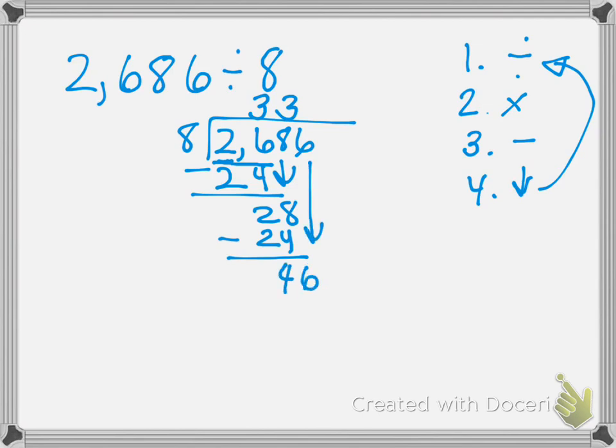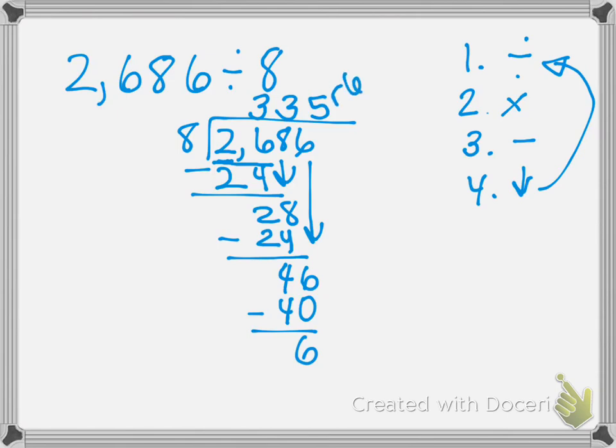46 divided by 8. Well, I know that 48 divided by 8 is 6, but 48 is too big. So I'm going to say 40 divided by 8 is 5, so 8 goes into 46 5 times, because 5 times 8 is 40, but if I made that a 6, it would be too much. It can't be higher than 46. So we're going to go 40, subtract. Now there's nothing else to bring down, so I'm done. But I have this 6, so that becomes our remainder.